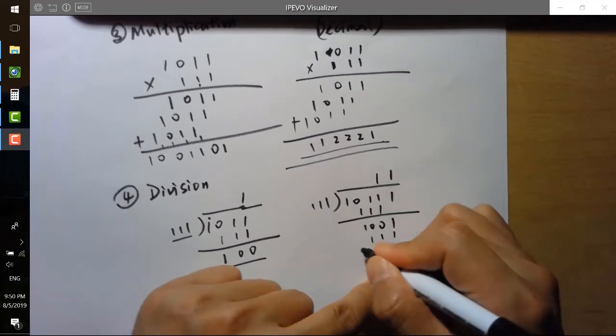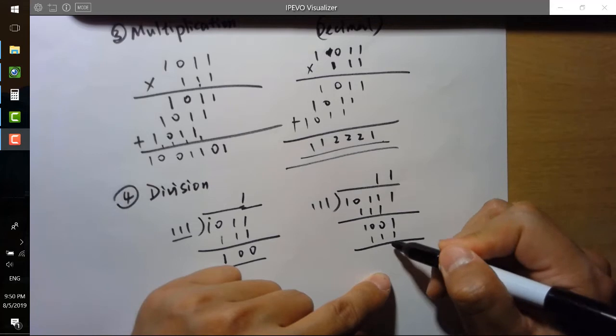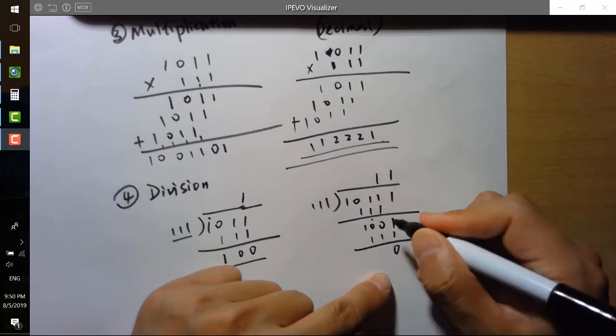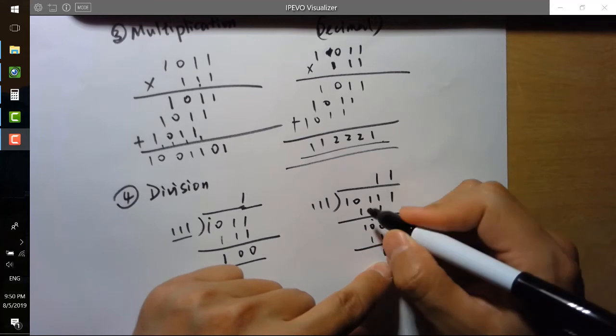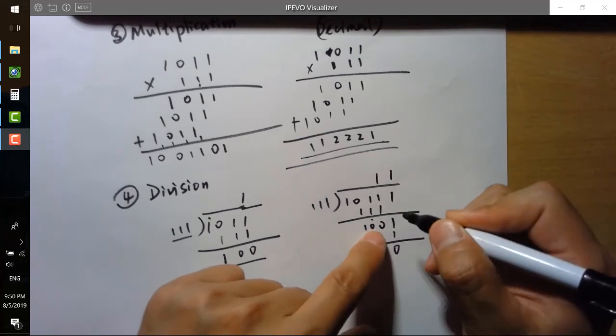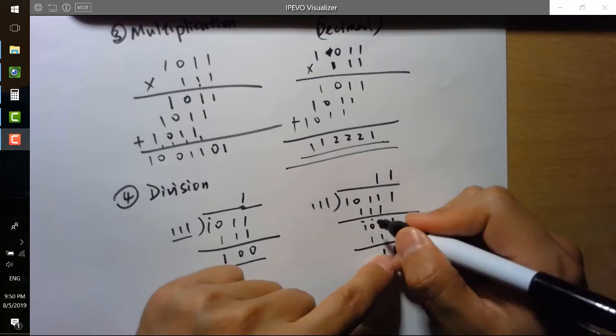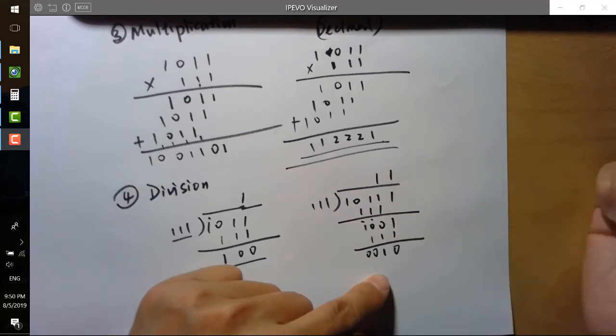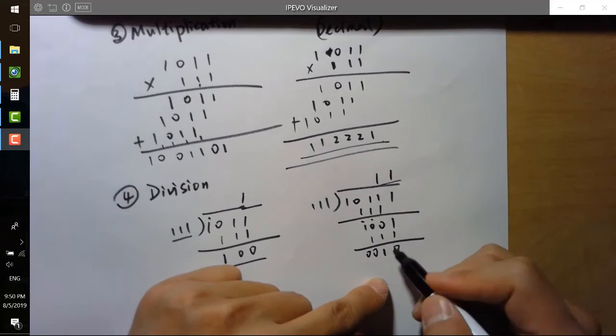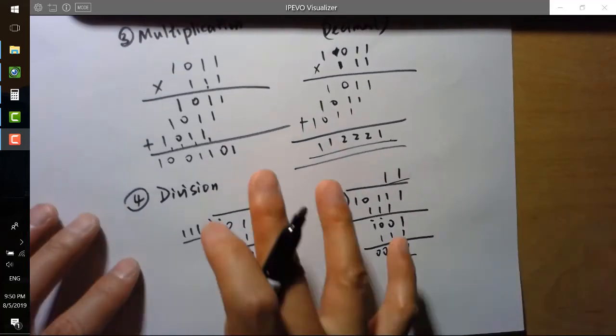It's going to be 111, and this subtract this, it's going to be 0. You borrow from here, you get a 2. 2 minus 1 is 1. It has minus 1 right now, and you borrow 2, you get a 1. So 1 minus 1 is 0, and this is 0 as well, right? So that's the result, that's the remainder. Okay, this is how to do it.